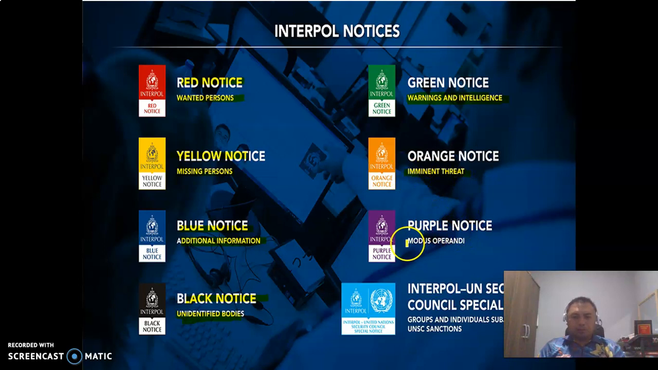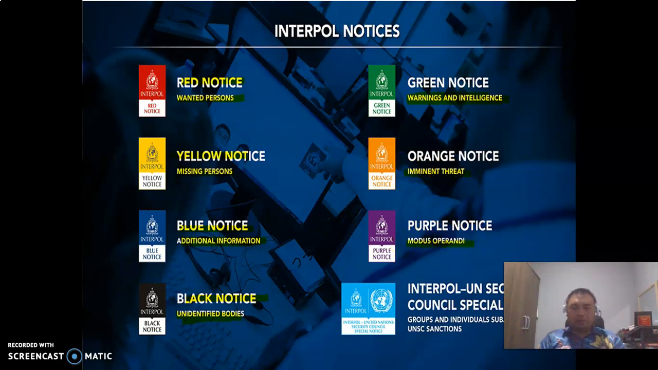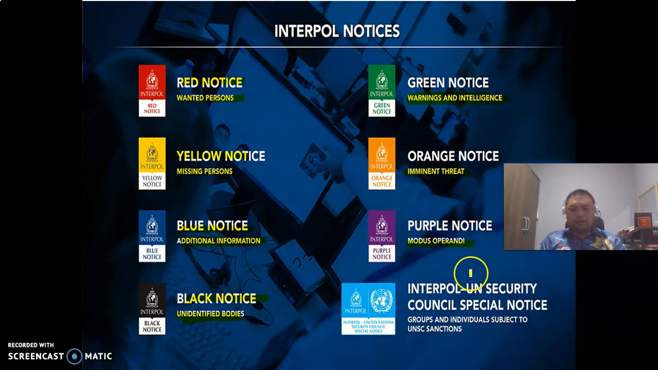Purple notice is modus operandi. Okay, purple notice is modus operandi. And international, ito yung Interpol, UN Security Council Special Notice. So, those are the notices of Interpol. I want you to be familiarized with the different kinds of notices na sa Interpol. Kasi lumalabas sa board exam.